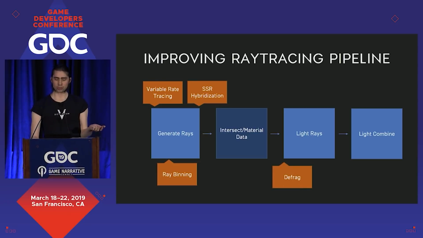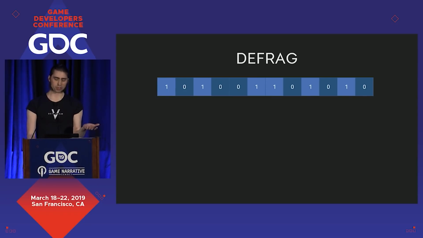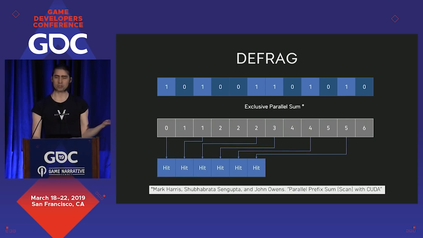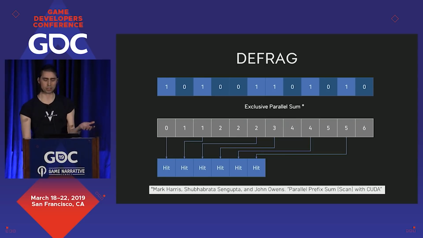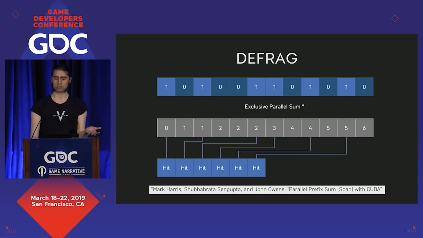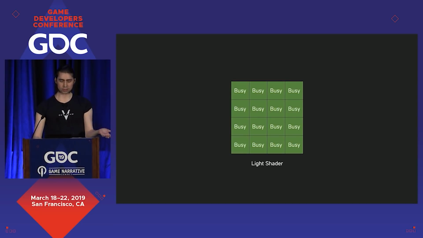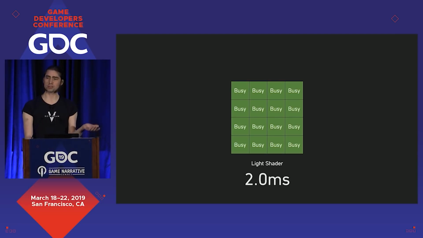We add a defrag operation. This is pretty straightforward. You assume each ray that is a hit is a 1, each ray that is a miss is a 0. You run exclusive parallel sums, same as we did earlier. Calculate how many rays are a hit before the current one, and then you create another lookup table to be able to find just the hits. And you use that when fetching the data from your lighting shader. Here's our lighting shader, fully busy now. Great, except it still takes about 2 milliseconds.